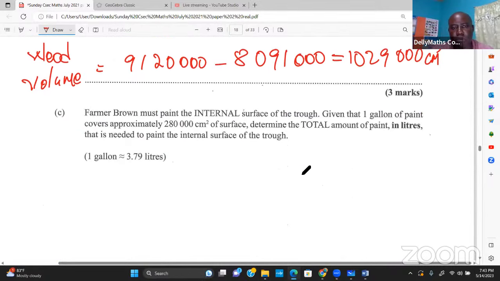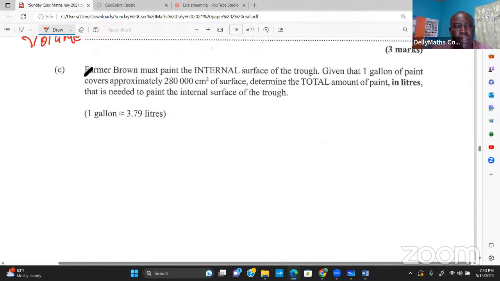All right, let's go. Pay attention to more details now. Farmer Brown must paint the internal surface. They make this word very big here for you. Internal, you know. Given that 1 gallon of paint can do 280,000 centimeters square of surface, determine the total amount of paint in liters that is needed. They're giving a conversion from gallon to liters, we'll figure that out when we get there. What you want to do now is find the total surface area of that trough.